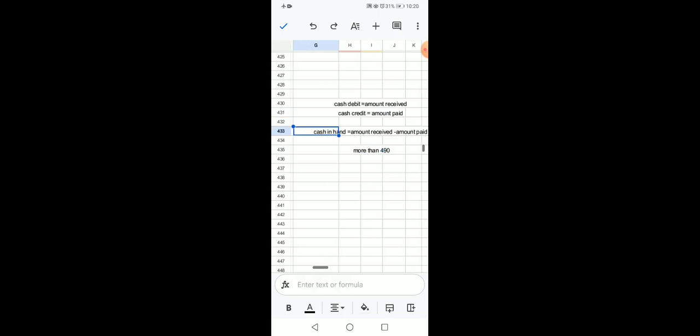I'm just repeating once more. Debit side amount received, credit side amount paid. Debit minus credit means how much amount is still present. We will see how much cash in hand we have and we will compare with 490. If the amount of cash in hand is more than 490, that amount which is more than 490 would be deposited in your bank account, and you will be generalizing like this.